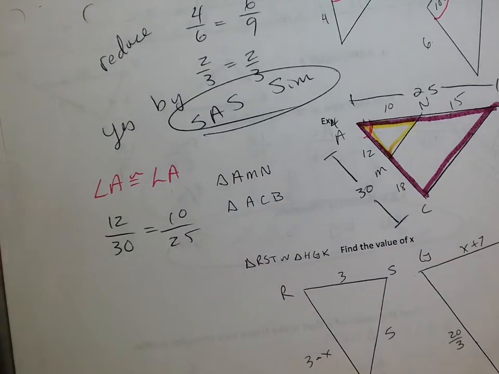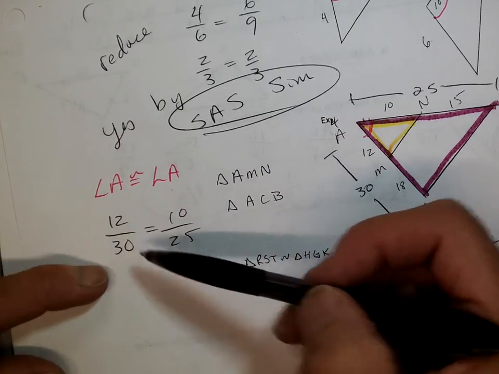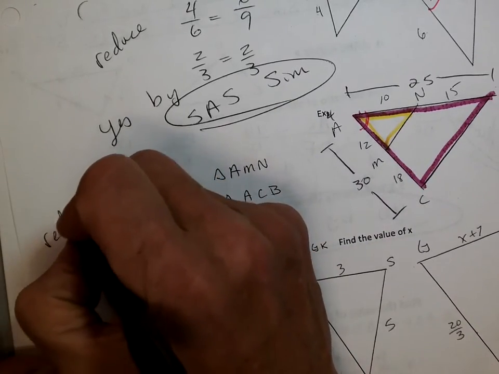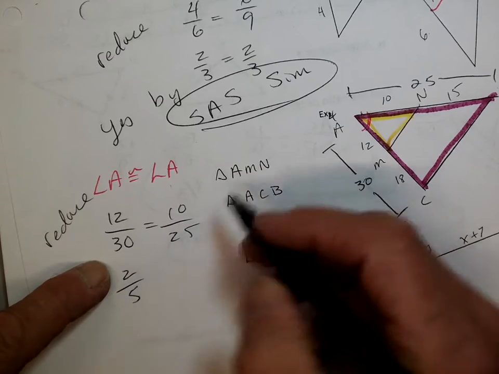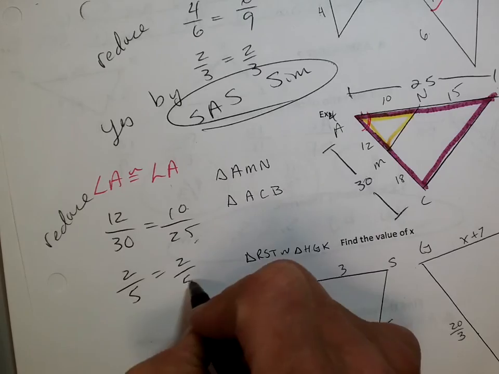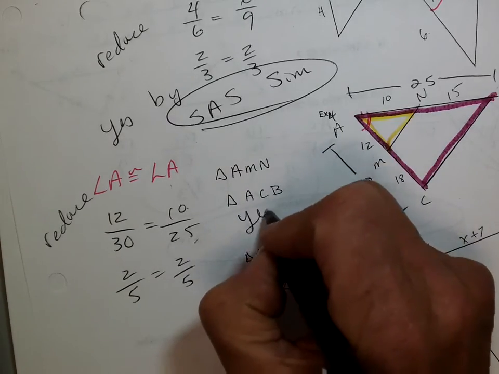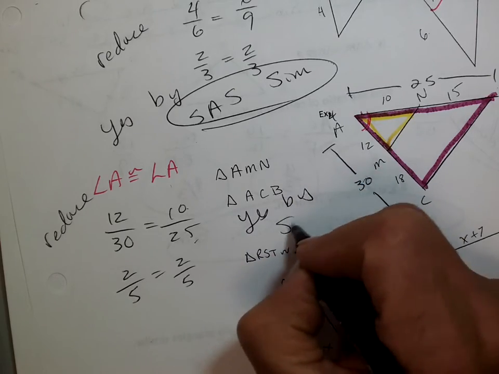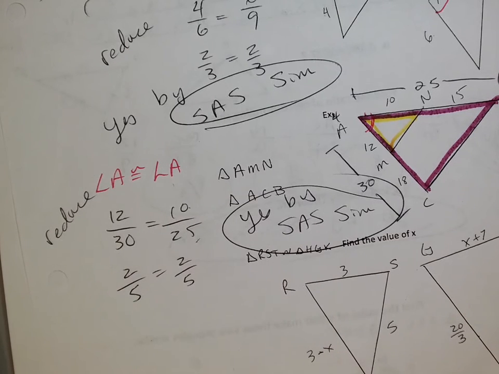Is that true? Well, I don't know. Let's see. If I reduce this by 6, I'll get 2/5. Reduce by 5, I get 2/5. So yeah, these are definitely similar. So I'm going to say yes by my side angle side similarity. Okay? Does it seem easy? Thanks, Annie.